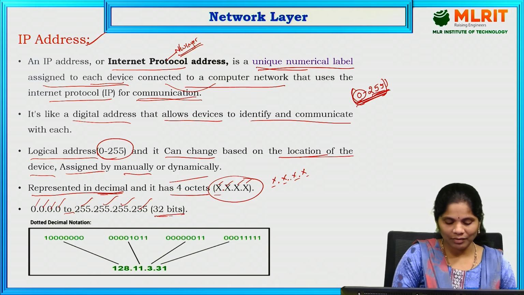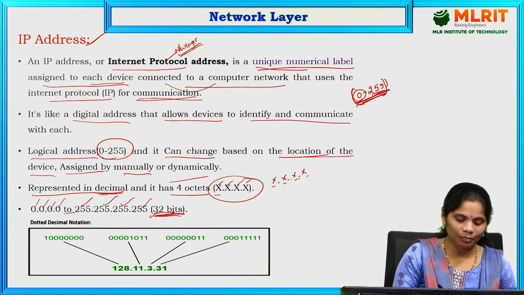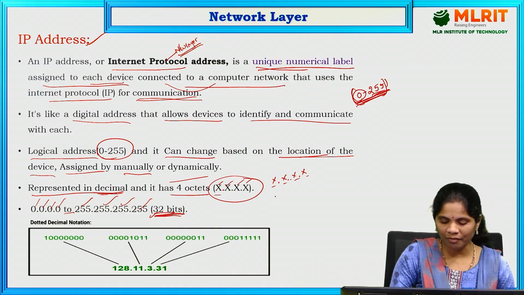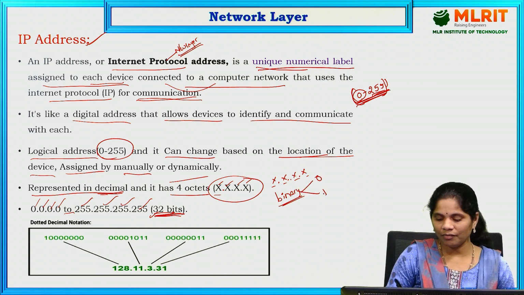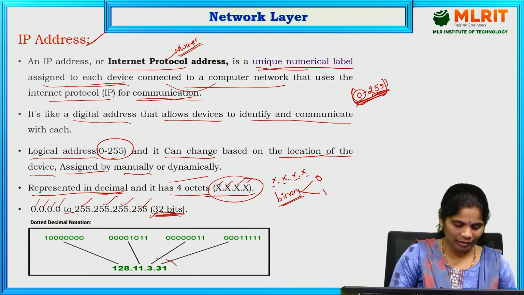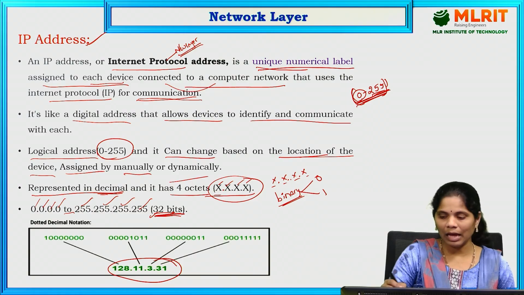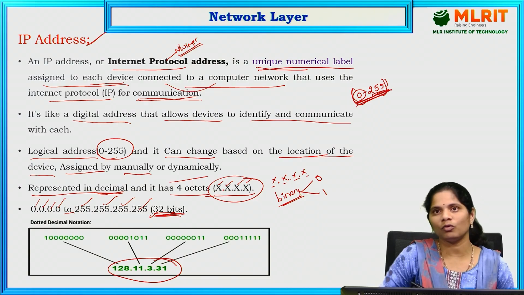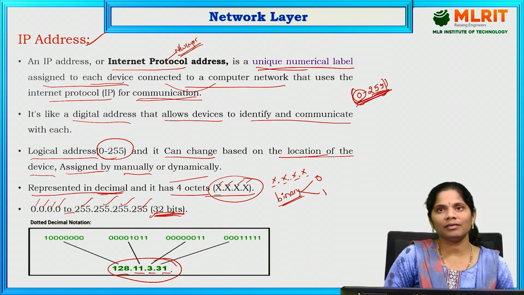In total it has 32 bits. We can understand the decimal form, but the machine can understand only binary form, that is zeros and ones only. Whenever we write these 4 octets, they are converted into binary. Take this example. This is the IP address. Whatever number we write in each octet, the range is 0 to 255 only.